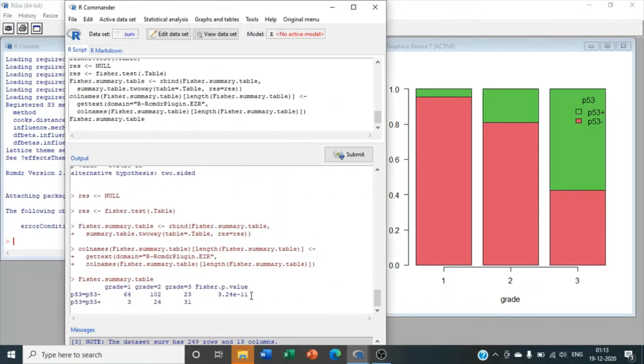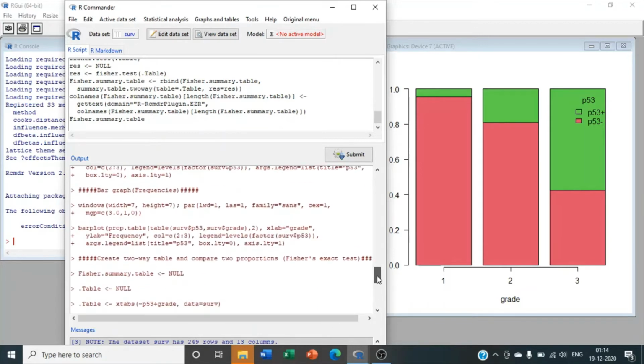And we get a very significant p-value, a p-value of 3.24 e minus 11. The e over here means 3.24 into 10 to the power of minus 11. That's much lesser than 0.01 or 0.05, which are the commonly accepted alpha values.